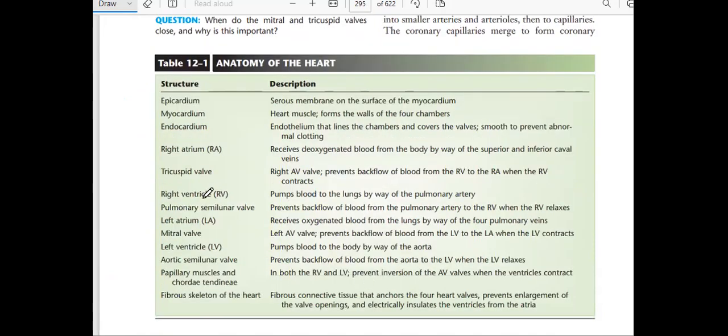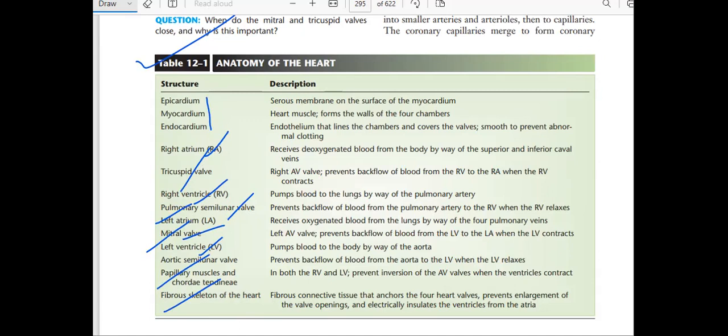Here we have the very detailed things given here. As a summary, you can see epicardium, myocardium, endocardium. These are the layers of the heart: right atrium, tricuspid valve, right ventricle, pulmonary valve, left atrium, mitral valve, left ventricle, aortic semilunar valve, papillary muscles and cardiac antenna, fibrous system of the skeleton of the heart.